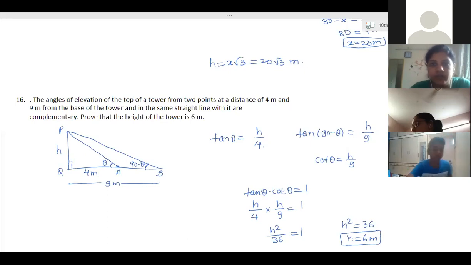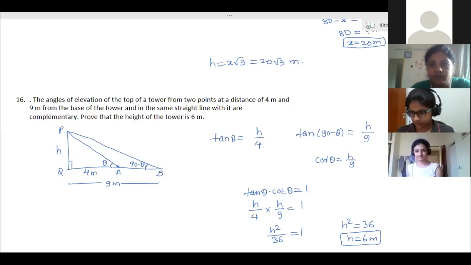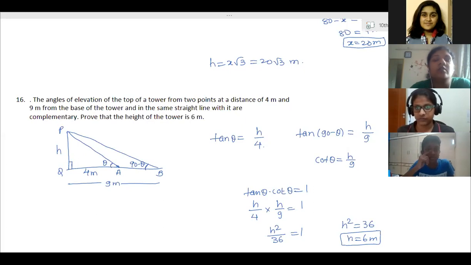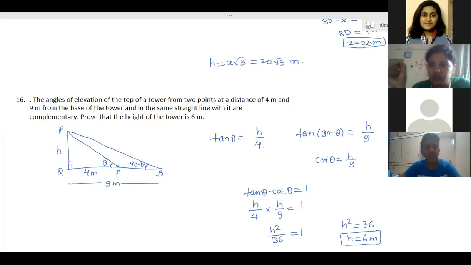Ma'am, which test is there this week? This week, yes, RD Sharma, trigonometric identities, solved questions. Any questions from the solved ones. Before the exercise, there are solved questions. So questions from that.